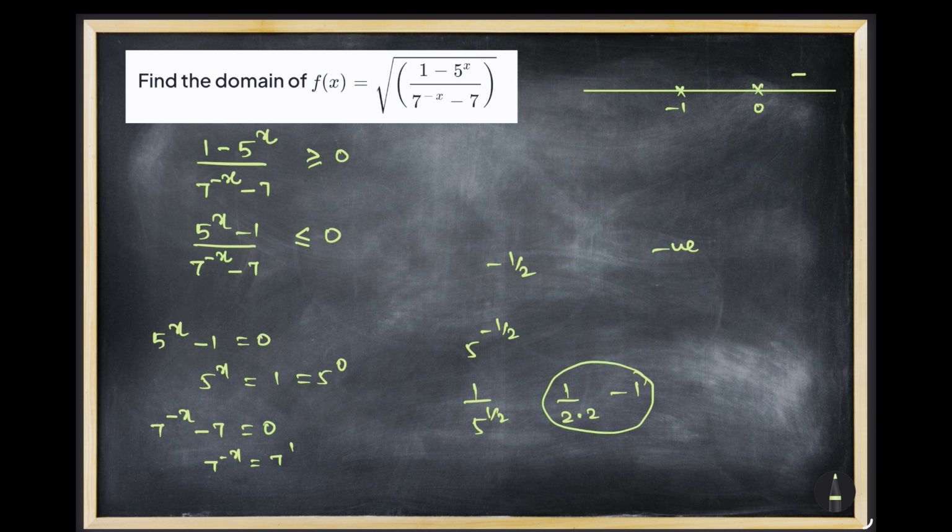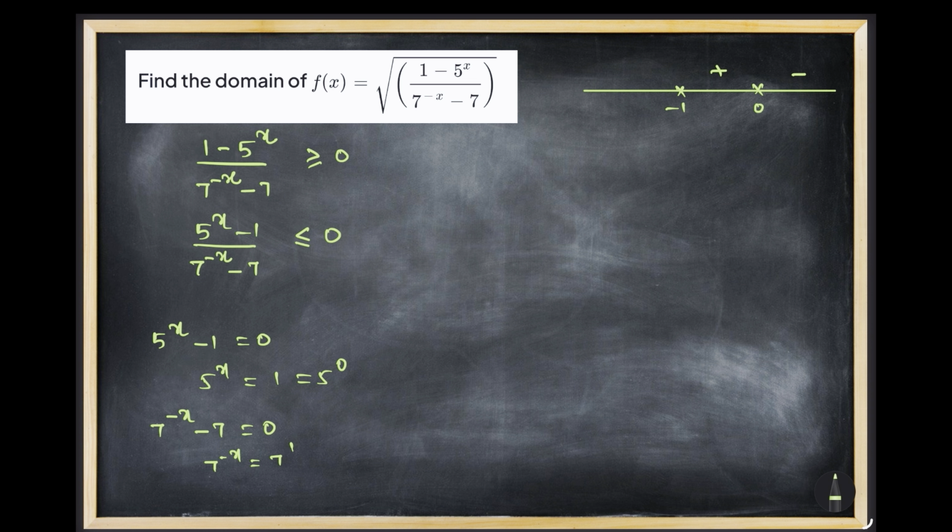And 7^(-1/2)... so 7^(1/2) minus 7. Root 7 is again 2 point something, so it is again a negative number. So the denominator is also negative, the numerator is also negative. So altogether it is a positive number. So in this region it is positive.